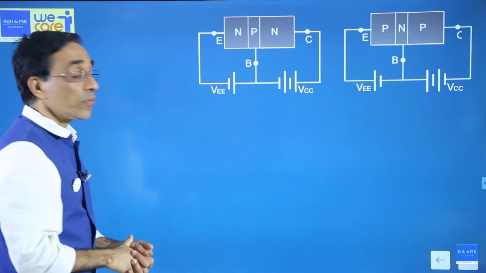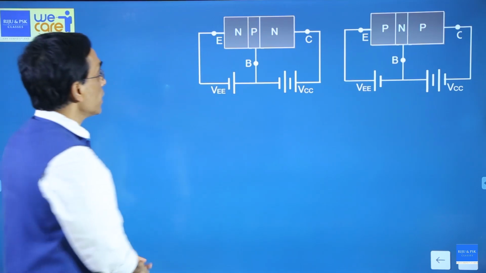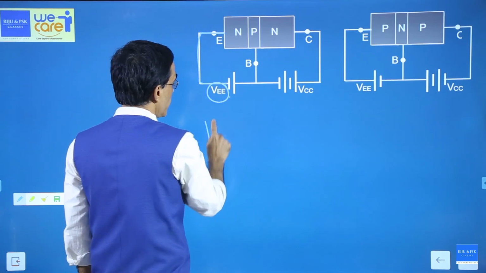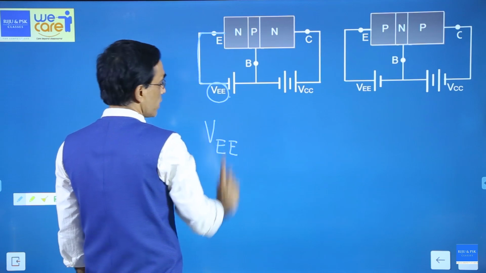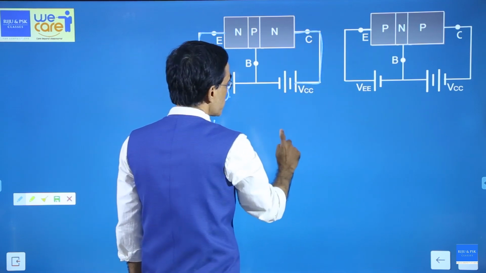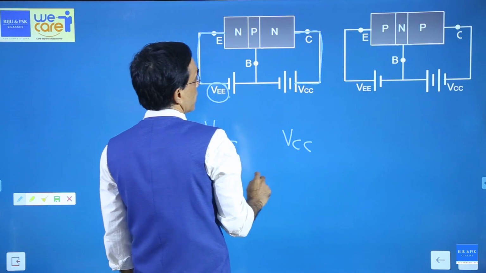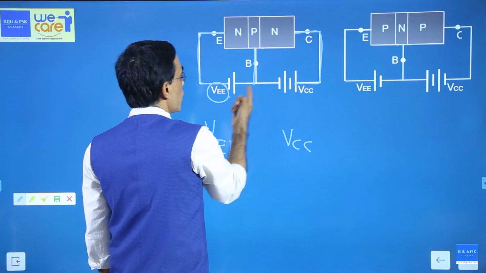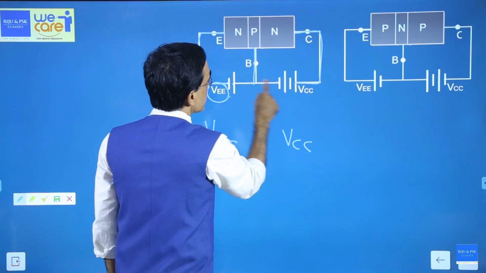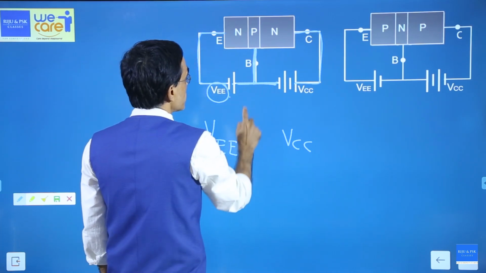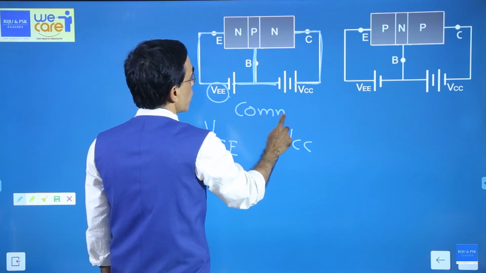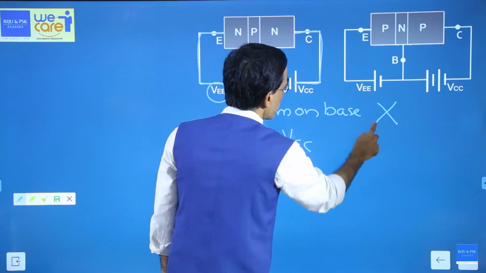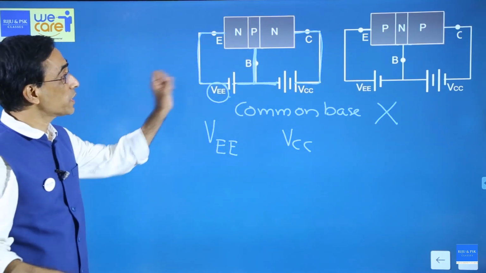Fine. Now, the way we name these batteries: the battery which connects to the emitter is called VEE, and the battery which connects to the collector is called VCC. VEE and VCC. And the base connection goes to this VEE and this VCC commonly. So we will say this is a common base connection. Both of them common base, which is not in our syllabus, but working is easy with this common base.